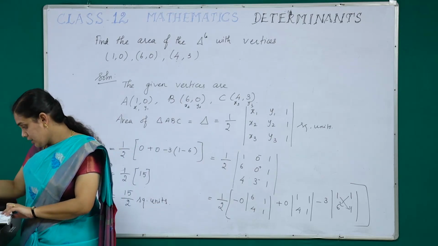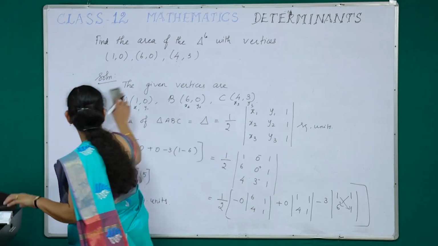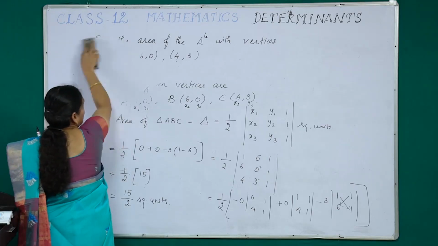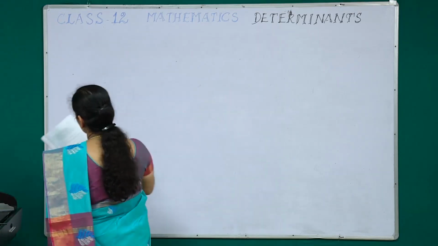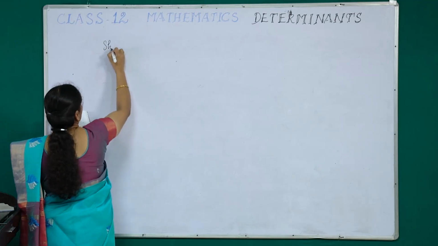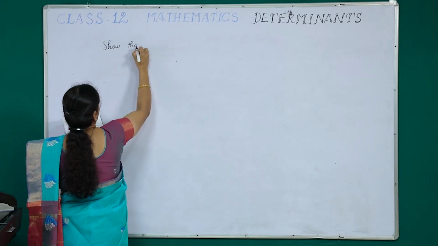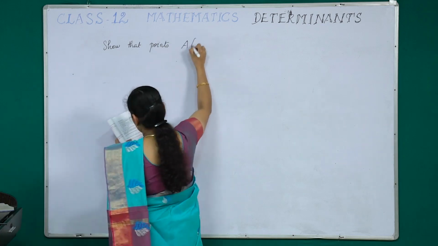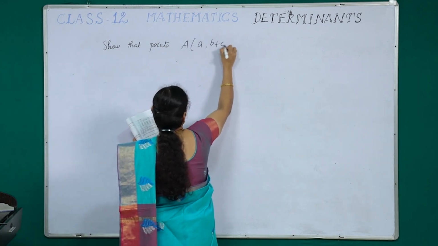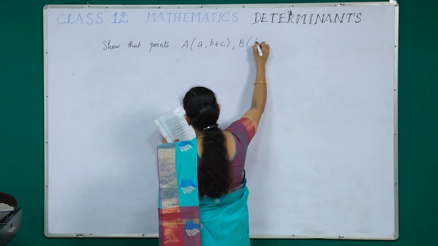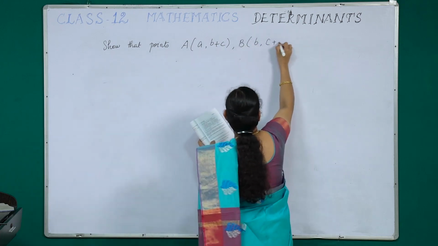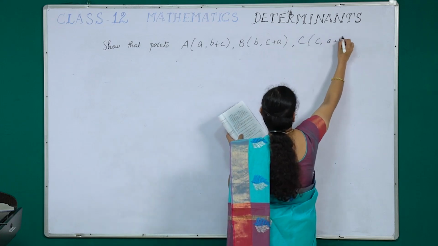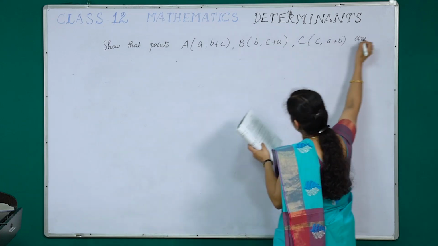Okay. The next one: we will show the 3 points are collinear. Show that points A, comma B plus C, and B, comma C plus A, and C, comma A plus B are collinear.